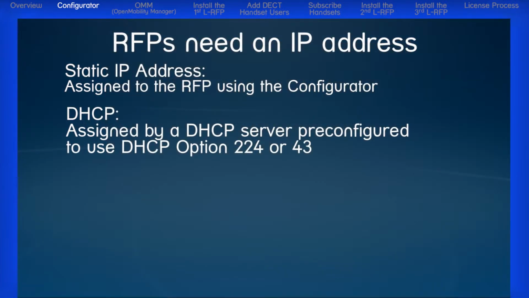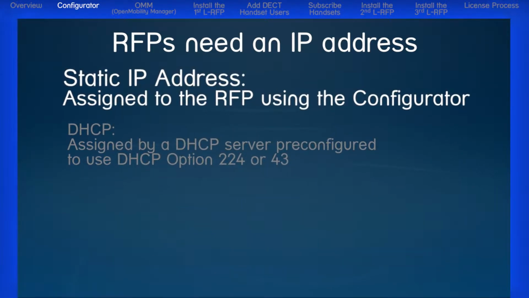After the RFP boots up, the RFP will need an IP address. This can be a static IP address or can be assigned by a pre-configured DHCP server using DHCP option 224 or 43. Warning: the RFP will not get the necessary settings with a standard DHCP network. In this tutorial, I will only cover how to assign a static IP address.